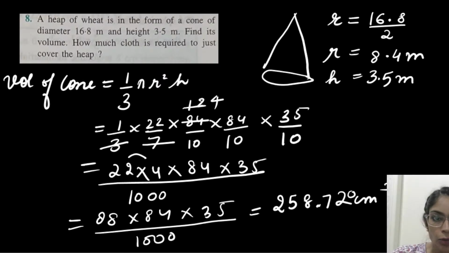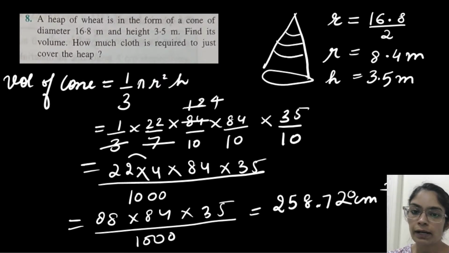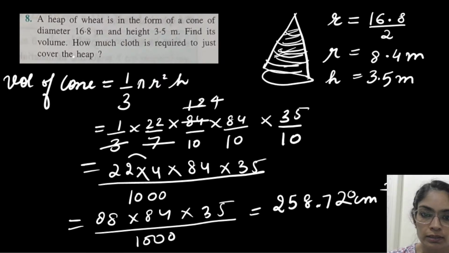We have to find how much cloth is required to cover the heap. So in the first part, we had to find the volume. Now we have to find the cloth we require to cover the heap. So for covering, we will now be using its curved surface area.